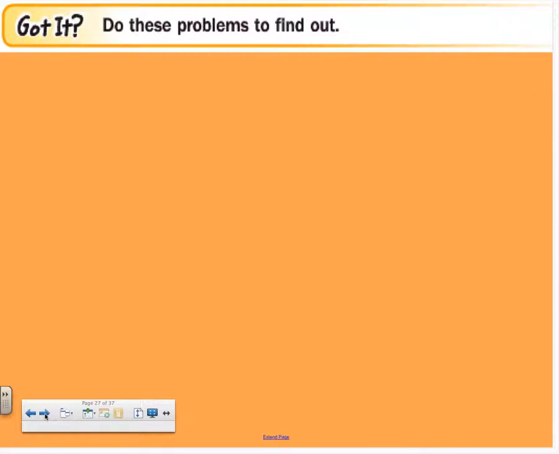Try the Got It in the middle of page 53. Do it now.